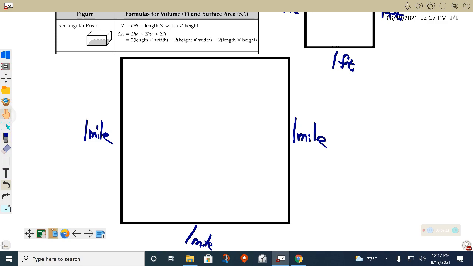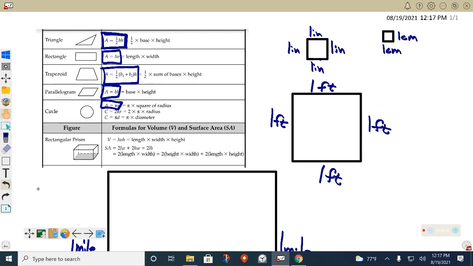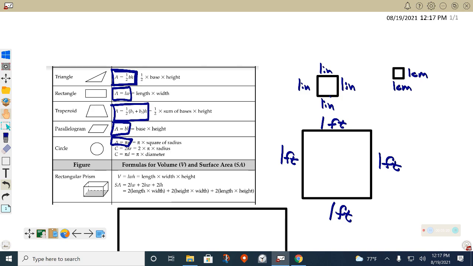Now, here's the formulas for them. How to find the area of any kind of shape. How many square units? How many square inches will fit in this? How many square feet would fit in something? That's how we find the units. That's the units we use. Now, I want to get into three-dimensional stuff now.